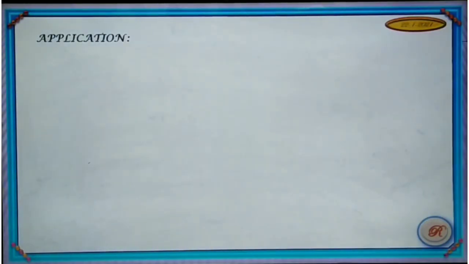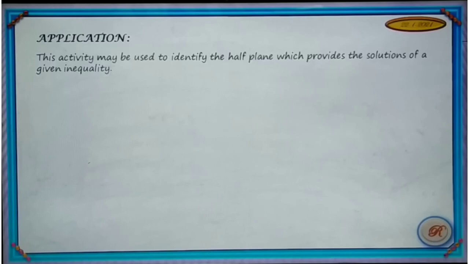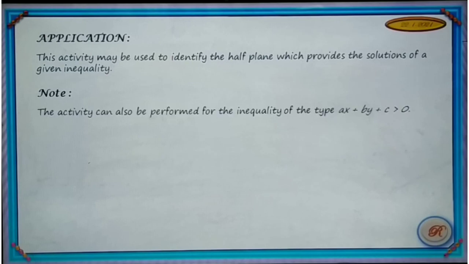Application. This activity may be used to identify the half plane which provides the solutions of a given inequality. Note: the activity can also be performed for the inequality of the type ax plus by plus c is greater than 0.